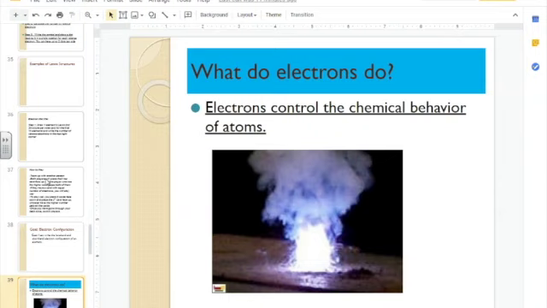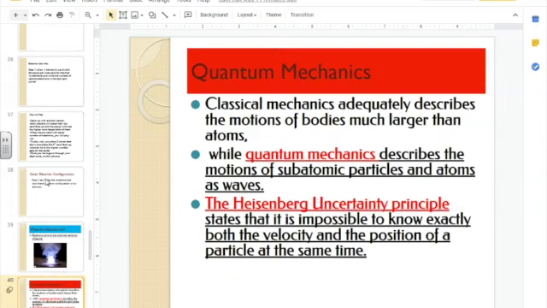So first off, we talked about electrons a lot. We know electrons control the chemical behavior of an atom. But we need to know that quantum mechanics describes the motion of subatomic particles and atoms as waves. The Heisenberg uncertainty principle states that it's impossible to know both the velocity and the position of a particle at the same time. You can know one, you can know the other, but it's impossible to know them at the exact same instant.